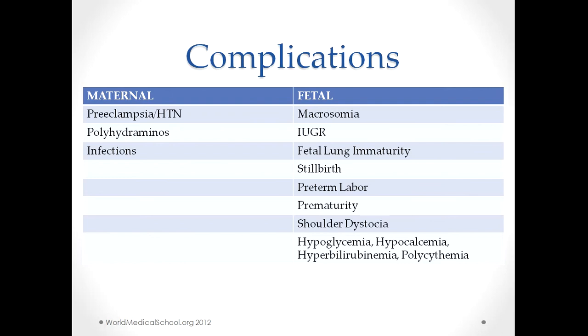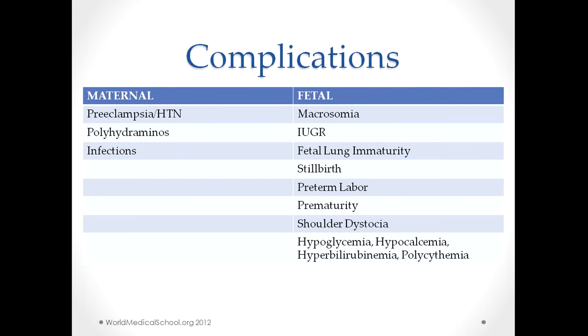Fetal complications. Growth abnormalities like macrosomia, which is due to increased maternal glucose, which leads to increased insulin in the fetus, which leads to increased anabolism. Intrauterine growth restriction, or IUGR, which is due to placental vascular insufficiency. Increased sugar also interferes with surfactant production in the lungs, therefore leading to fetal lung immaturity. Increased incidence of stillbirth is also seen.